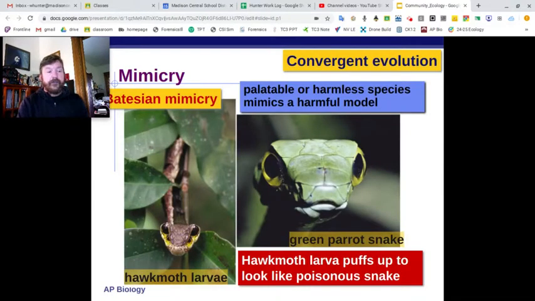Here's one of the forms of mimicry. This is Batesian mimicry. This is the type where a harmless organism will mimic a harmful organism. In this case, it is the hawk moth larvae, which is just a caterpillar, but it can puff up its abdomen. And when it does that, it raises it up, and then it starts to look like this green parrot snake, which is a poisonous snake. So that gives it some protection from birds because the birds will avoid the green parrot snake. And therefore, if the hawk moth larvae looks like a green parrot snake, they'll avoid that too.